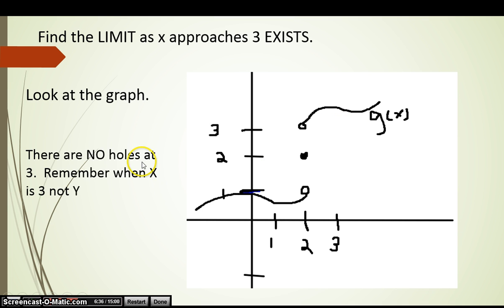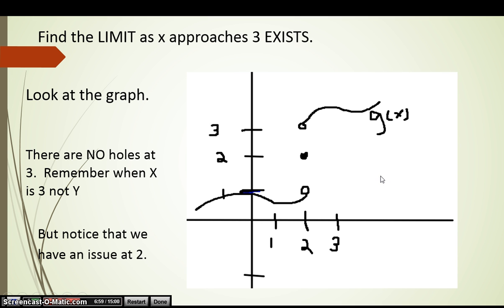Just look at the graph. There are no holes at 3. I don't see any holes there like we see here. I don't see any holes. Remember, when x is 3, not y. We're looking for when x is 3, from the right and from the left.